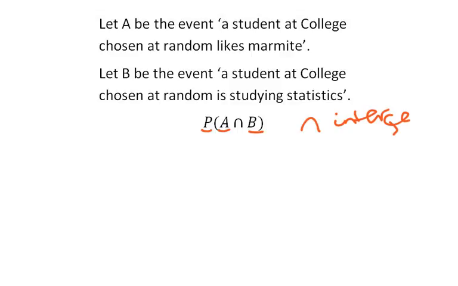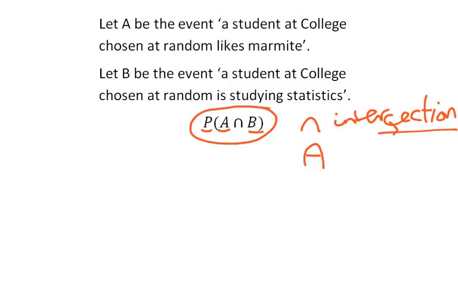I had a moment there, I couldn't remember the spelling. So intersection, like a section that you'd see of a part of something. Intersection is also known as and. So you can think about that like the A of and. Probability of A and B happening means that they both have to happen in order to satisfy the criteria. So it has to be that the student at college chosen at random likes Marmite and is studying statistics.